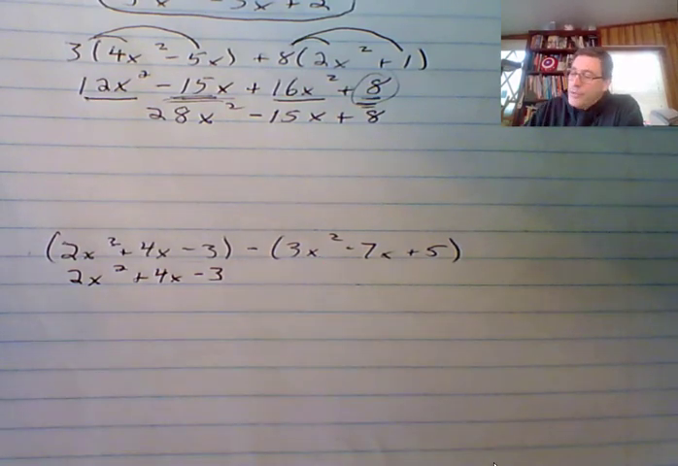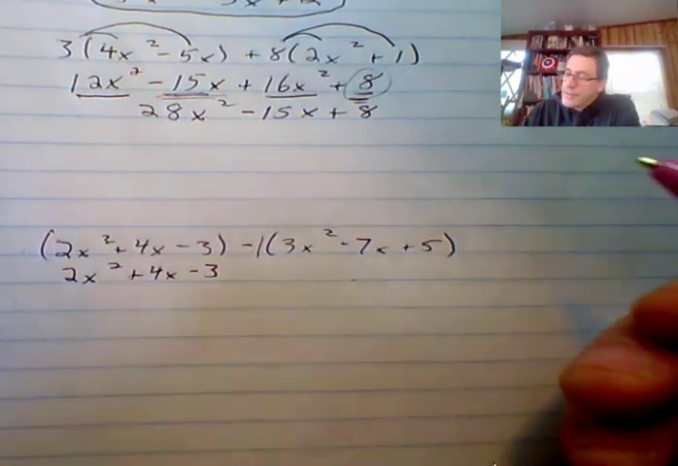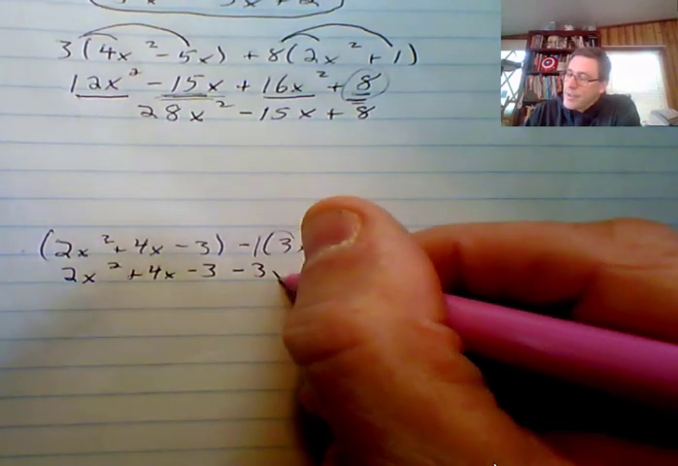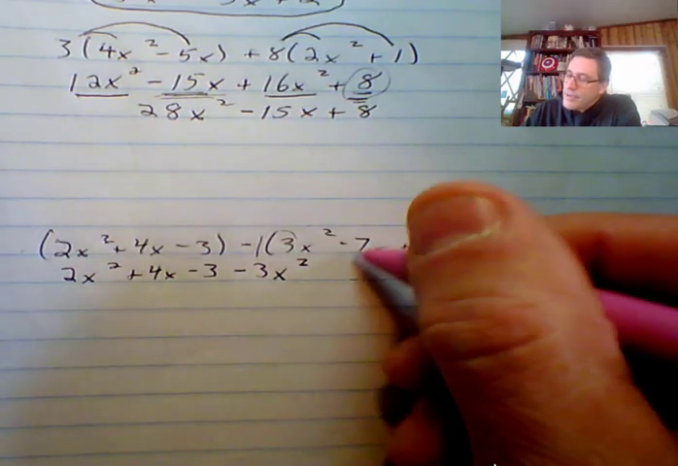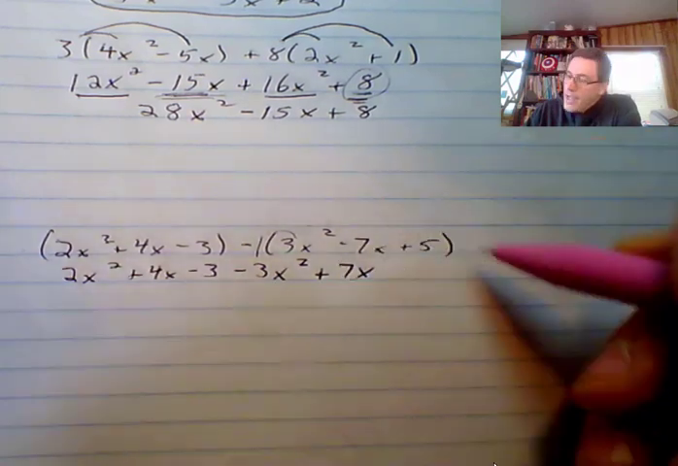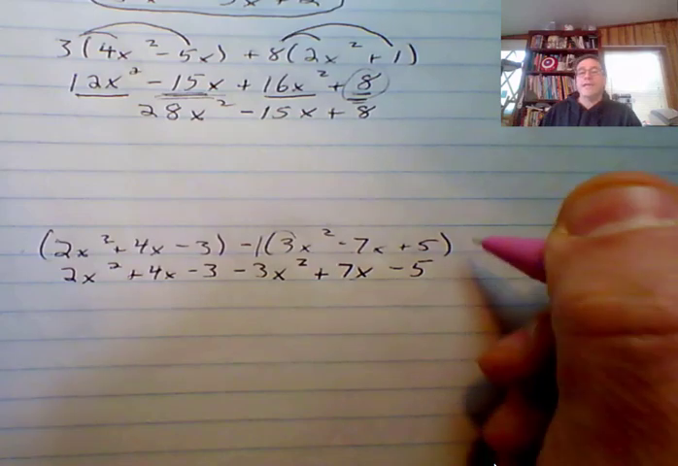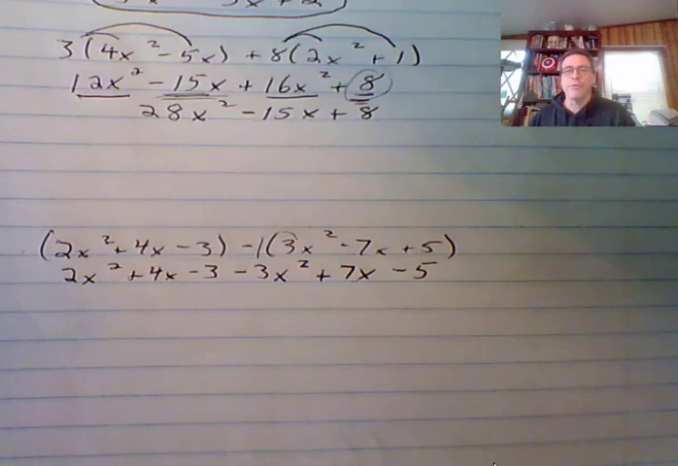I'm subtracting everything in this set of parentheses with that minus sign. That's what the parentheses are telling me. Subtract all of it. You could also think of it as, hey, let's distribute -1 times all of this. And -1 times 3x squared is minus 3x squared. And then -1 times a minus 7x, or a negative times a negative, is a positive 7x. And then -1 times 5 will be a minus 5. So all the signs in that second set of parentheses are going to change because I'm subtracting them or multiplying by -1, however you prefer to think about it.